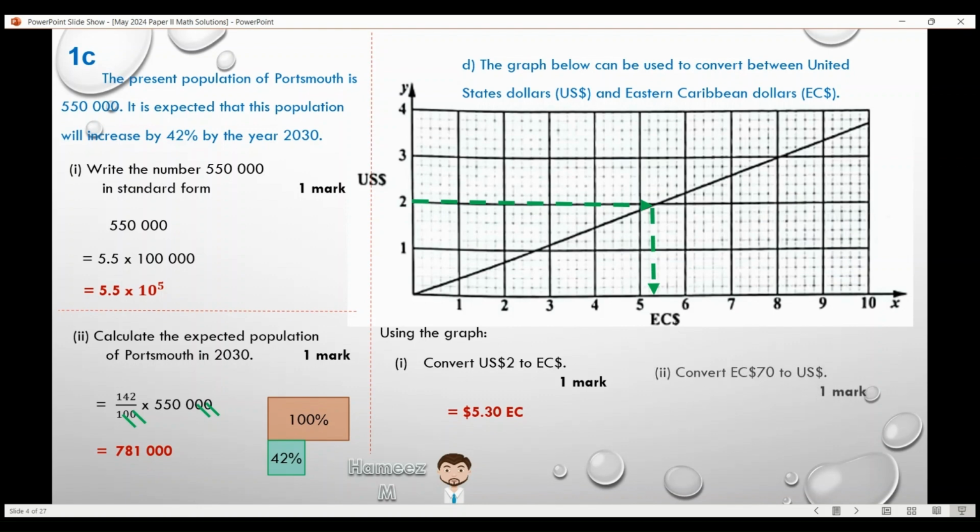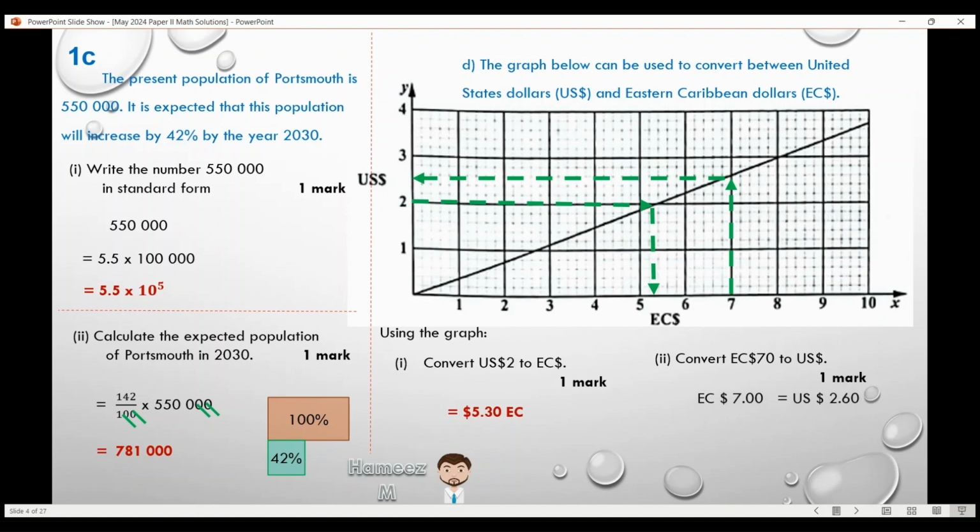Now for part 2, convert 70 EC to US. So if we want to start with EC, we're starting on the x-axis and going up, and where it intercepts the line, we'll go across to the left to find the US. Now there's no 70 EC on the horizontal axis, but we can start at 7. So if we go up at 7 EC, where it intercepts and we go across, we can see that 7 EC will give us $2.60 US.